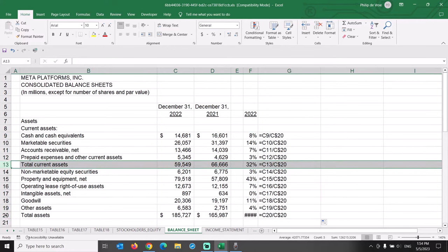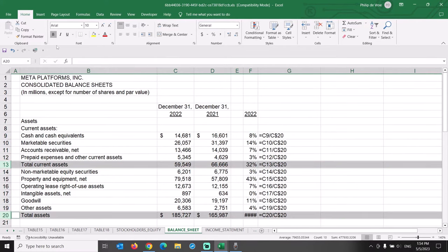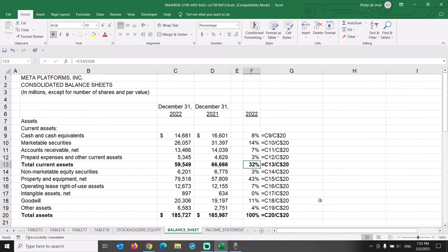My first thought is that current assets at 32% of total assets is relatively low for a big tech company. But then again, $41 billion of cash, cash equivalents and marketable securities in absolute terms and 22% in relative terms is still a very large treasure chest. The next thing that jumps out is property and equipment at 43% of total assets, the single largest line item in the list.